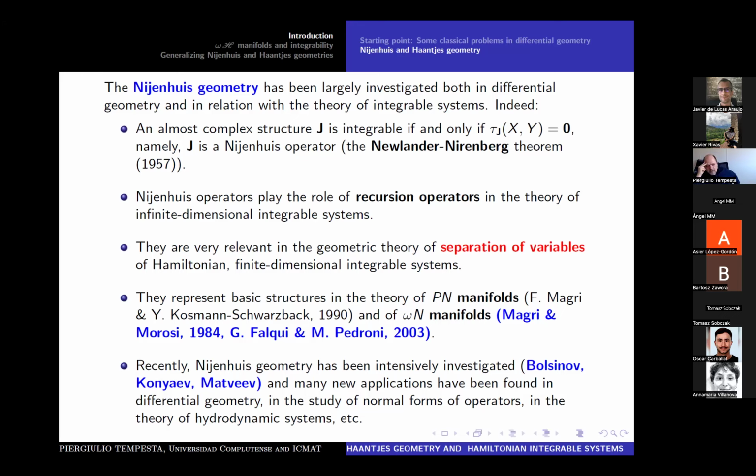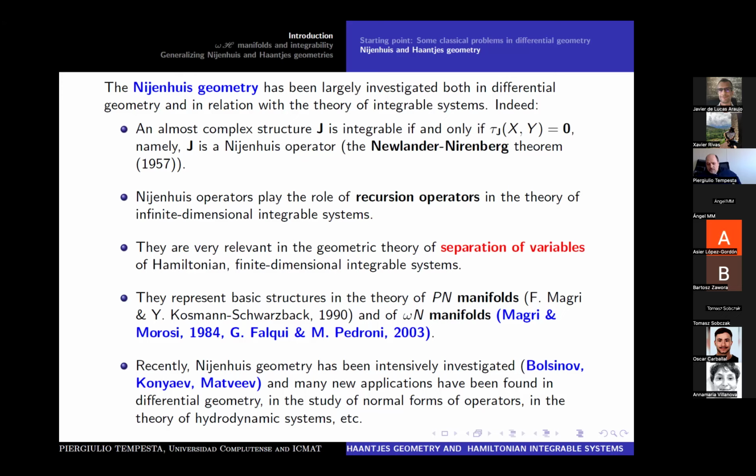Actually, after the work of Franco Magri, it was discovered that Nijenhuis operators also played the role of recursion operators in the theory of infinite-dimensional integrable systems, not to mention the relevance in the theory of separation of variables for Hamiltonian finite-dimensional integrable systems. Indeed, in this publication by Magri and Morosi in 1984, which technically speaking is a quaderno of the University of Milan, was never really published. It's a very nice paper.